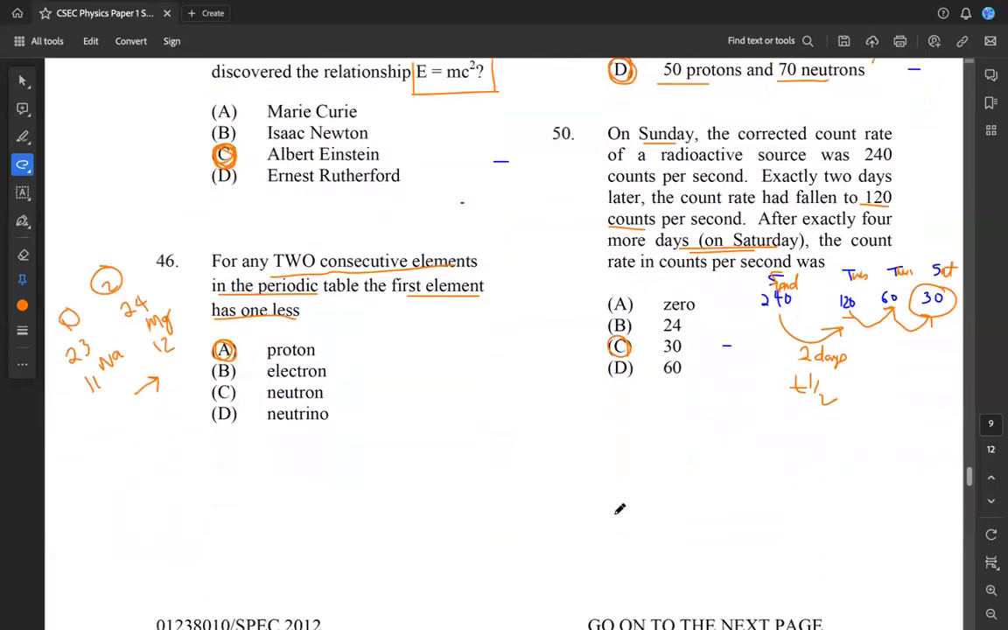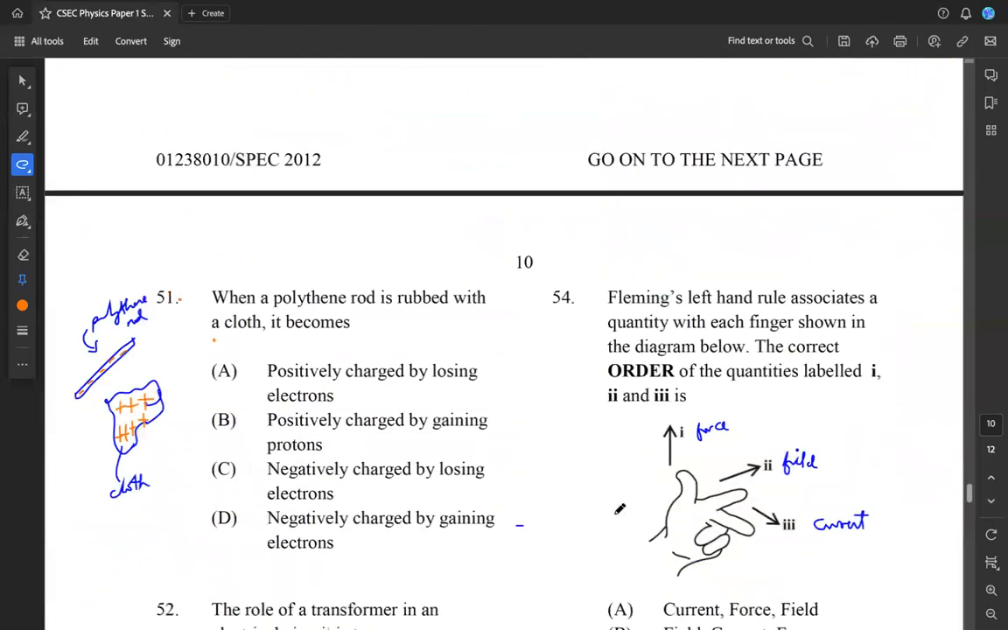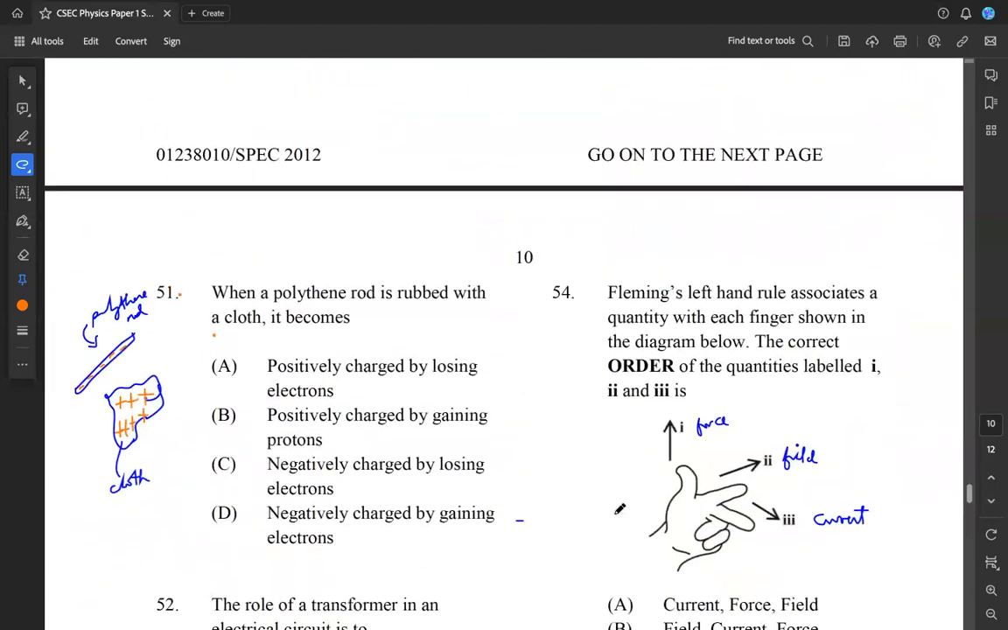Okay, so moving along to question 51. 51 is talking about charging a polythene rod by friction. Whenever we take a polythene rod and rub it with a cloth, the electrons from the cloth are going to be transferred to the polythene rod, and we're going to end up with a net negative charge on the polythene rod. And because the cloth lost its electrons to the polythene rod, the cloth is going to end up having a net positive charge. So we have to find the answer that matches that.